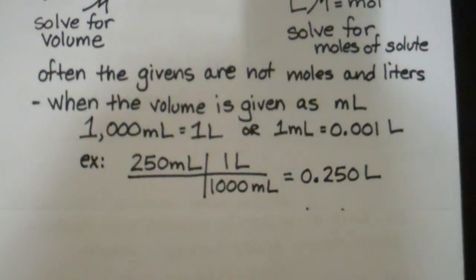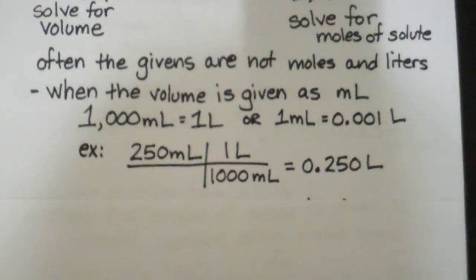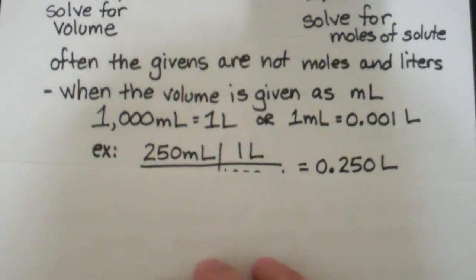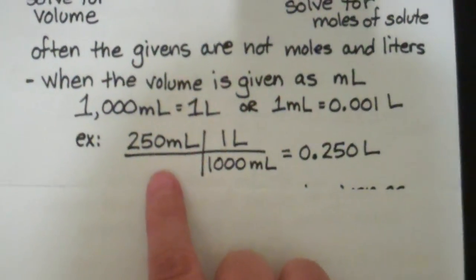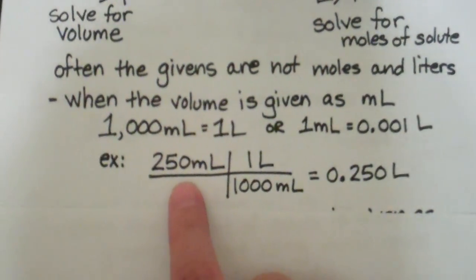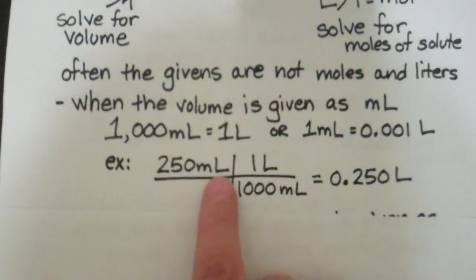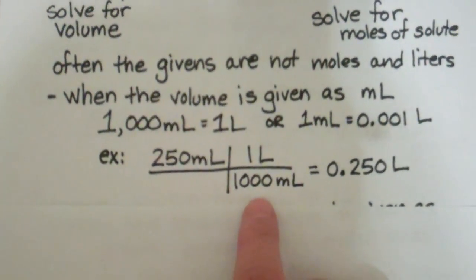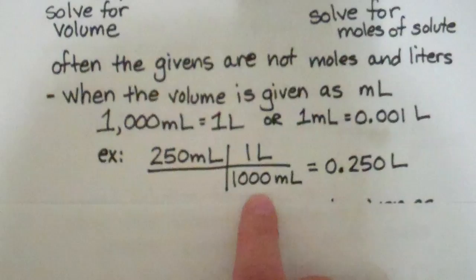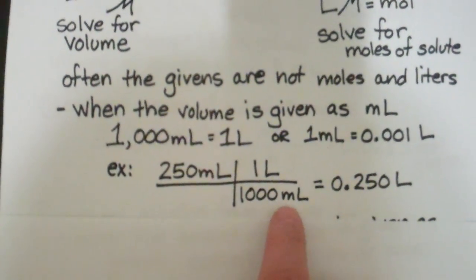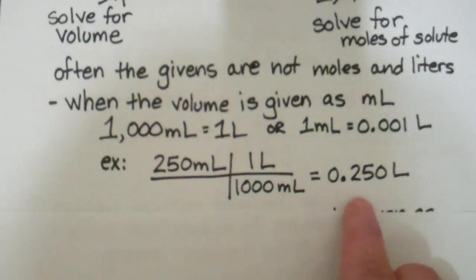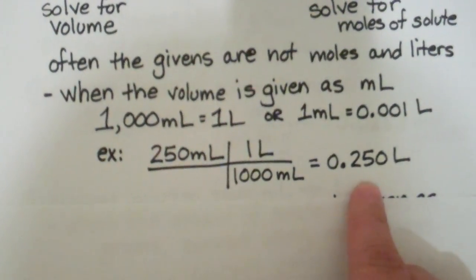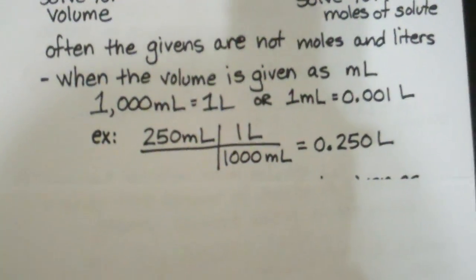Okay, so for example, let's say that we have 250 milliliters of solution, and I'd like to know how many liters that is. So I'll make a small t-chart. I'll put in my known value, 250 milliliters, and I will multiply by this conversion factor. 1 liter equals 1,000 milliliters. I can cancel out my milliliters, and when I do so, I get that 250 milliliters is equal to 0.250 liters.